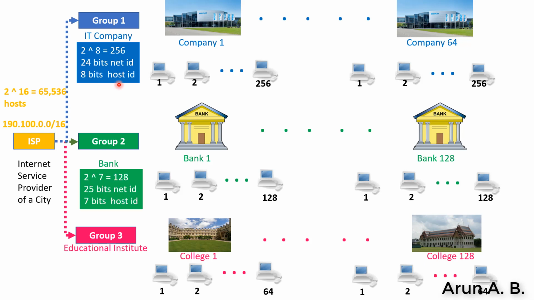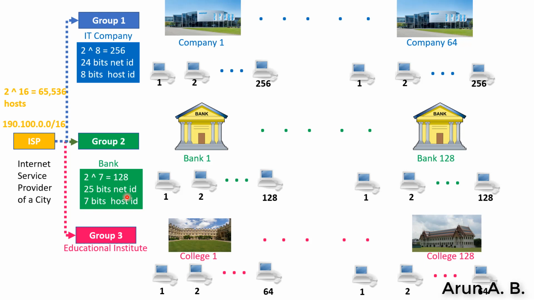Similarly, if I want to assign IP addresses for a bank, then the bank's host requirement is 128, right? So 128 can be obtained in this format, that is 2 to the power of 7 gives us 128. Therefore 7 bits can be used for host ID. In 32, if I subtract 7, what is left is 25.